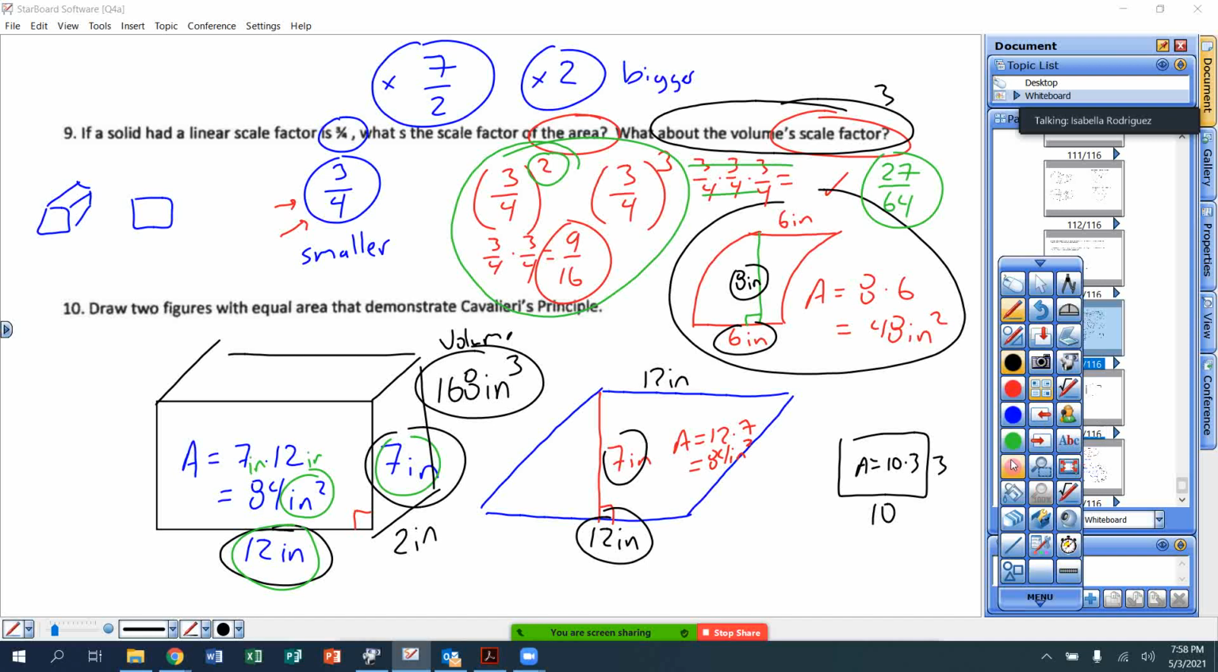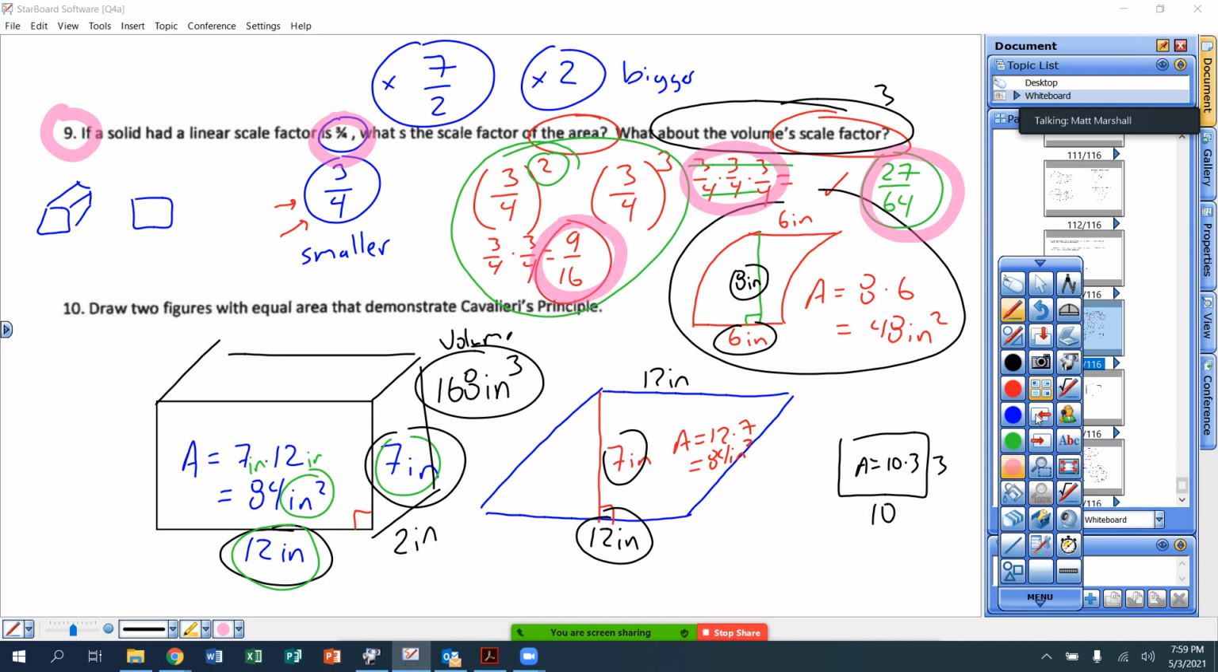Okay. So for number 9 here, they give you the scale factor 3/4, and they just say, what would the scale factor be for area? And that would be 3/4 squared. That's the 9/16 answer. Okay. And then it says, what about the volume scale factor? That would be that same 3/4, but to the third power. That's the 27/64 answer. Okay.